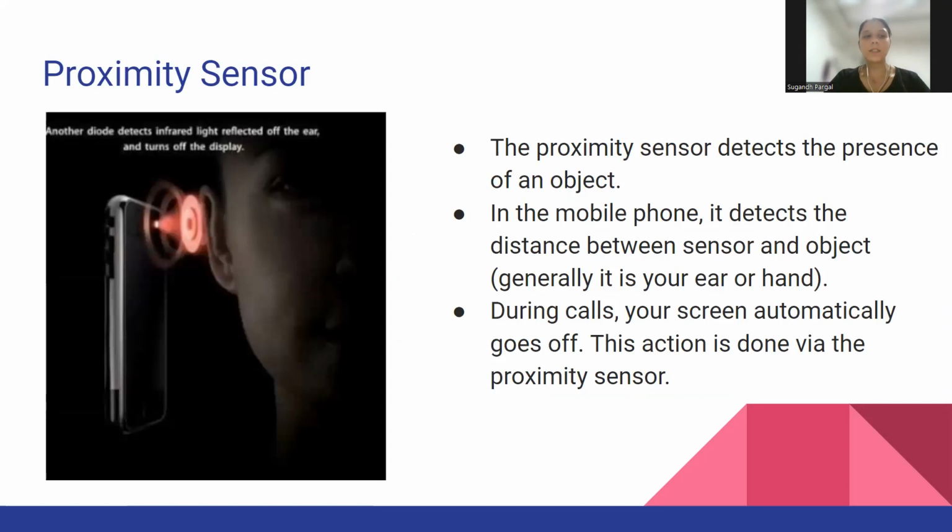Next sensor is the proximity sensor. As you can see, it is present at the back of the phone. The proximity sensor detects the presence of any object near the device. In the mobile phone, it detects the distance between the sensor and the object around it, generally our ear or hand. During calls, your screen automatically goes off, as you might have observed, and this is mainly done via the proximity sensor, because when you are holding the phone and talking, the proximity sensor detects the closeness of your hand and thus turns off the screen of your phone.